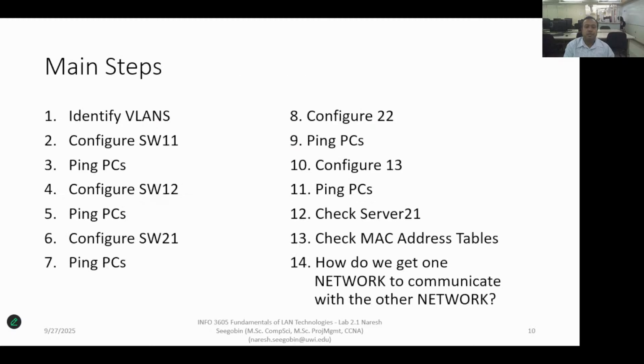Right, so the main steps: we're going to identify the VLANs, configure switches, and ping PCs, switch 11, 12, 21. So we're just configuring and pinging devices along the way, and we're checking the MAC address tables. What happens is that we identify VLANs. When we say configure, what do we mean? We're configuring VLANs on these devices. And this is the main thing. These are the steps that you're going to use in your assignment. Again, like I said, this lab has been out a while, so you can check the commands.